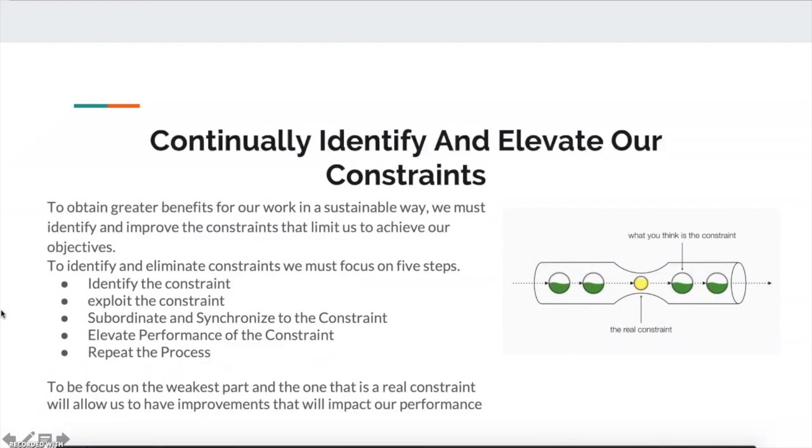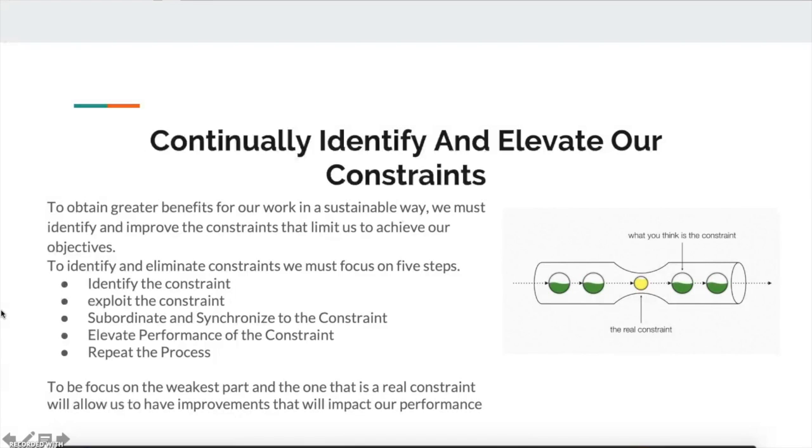To identify and eliminate this constraint, we must focus on 5 steps. The first one: identify the constraints. We need to identify where the real constraints are in our system. The second step: we have to maximize the throughput of the constraints using the resources that we have available to improve this process. Subordinate and synchronize the constraint. In this step, we focus on the processes that don't have constraints, and we manage them in function to help the other constraints.